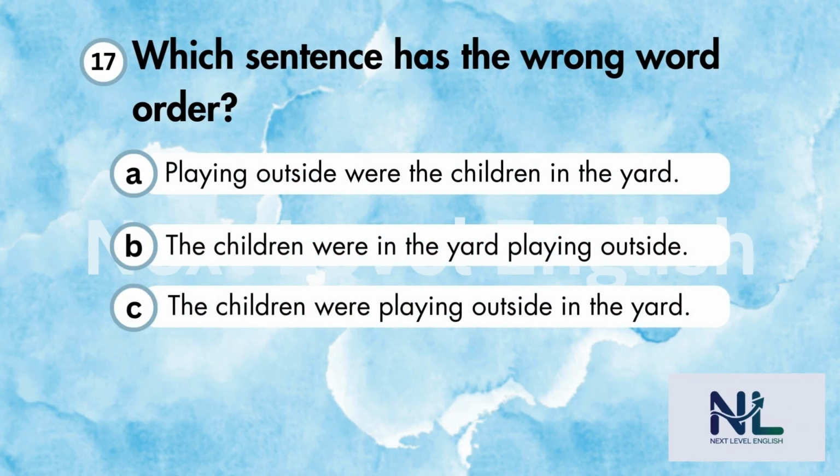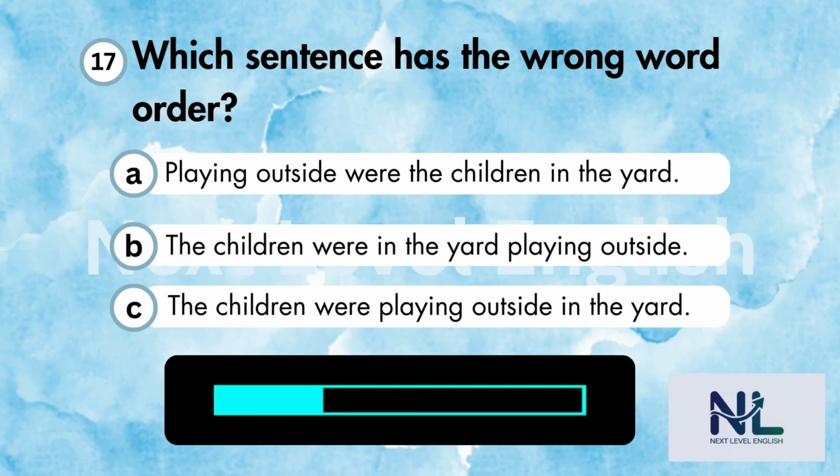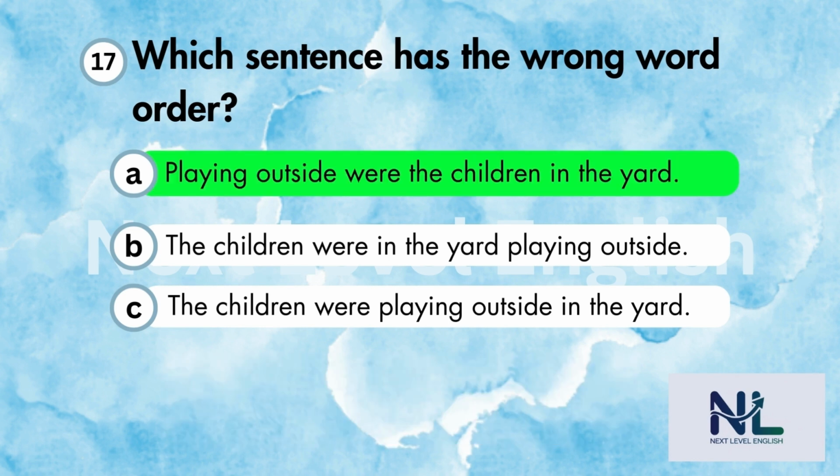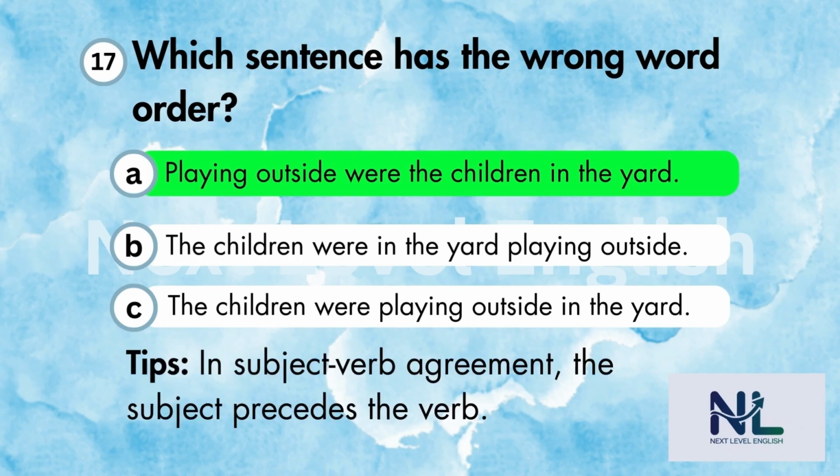17. Which sentence has the wrong word order? Playing outside were the children in the yard. Tips: in subject-verb agreement, the subject precedes the verb.